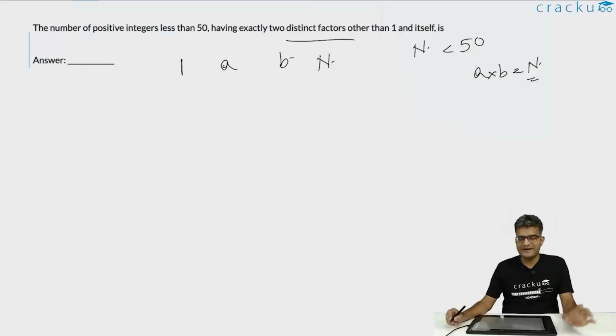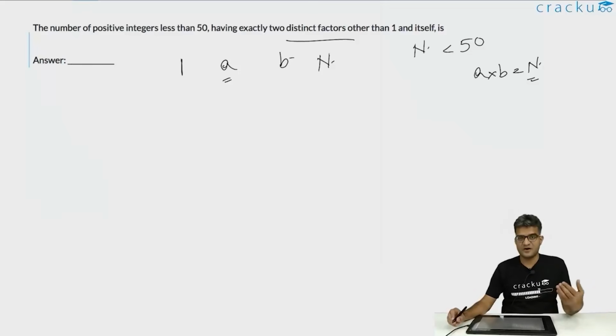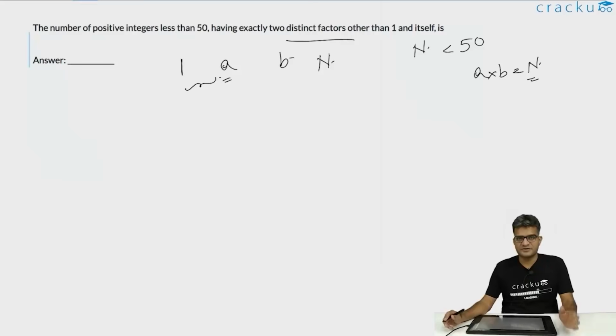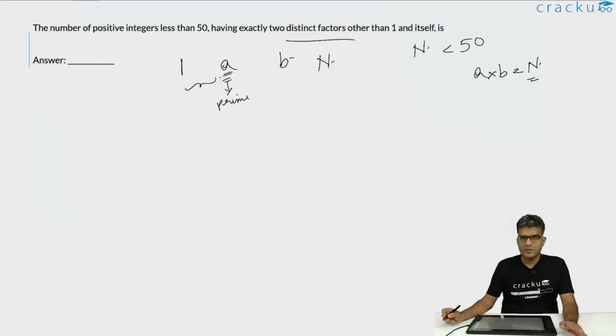Now, are A and B prime numbers? One thing we can say is that A has to be a prime number. This number over here has to be a prime number, because if it is a composite number, there should be some factor which lies between 1 and A. So the smallest factor other than 1 of any number will be a prime number. So A over here is definitely a prime number. What about B? Now B has to be either A square or B has to be another prime number. Let us look at both the cases.